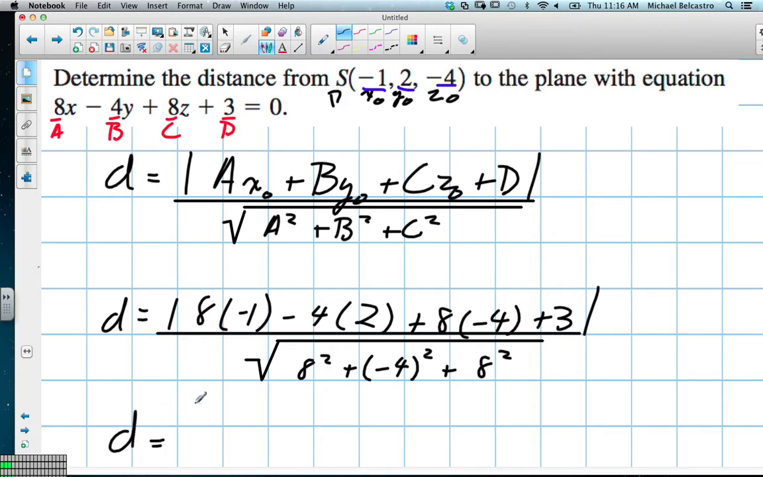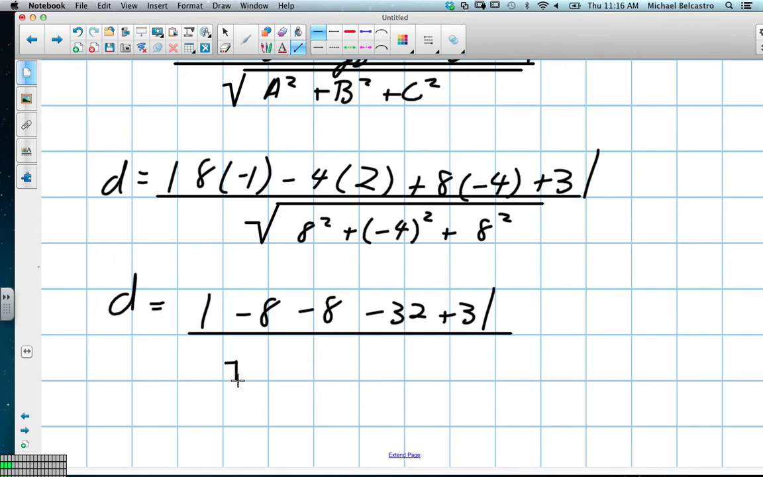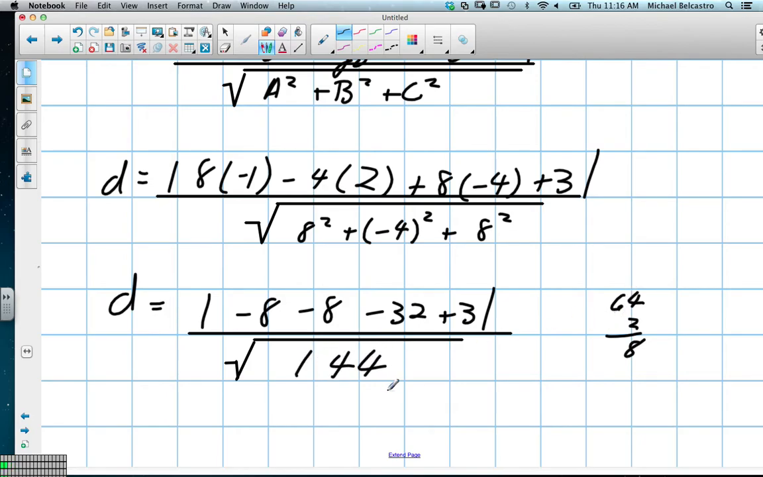This is just simple calculations. On top we'll have -8 minus 8 minus 32 plus 3. On the bottom we'll have the root of 64 and 64 and 16. What's that? 70, 80, 124? 144. Let's do it again. 64s gives us 8. 144? Perfect, thank you. Okay. So we have these values. On top, what do we end up with? 16, 32, 48, 45. Perfect.